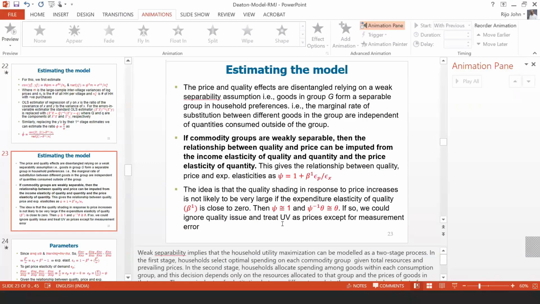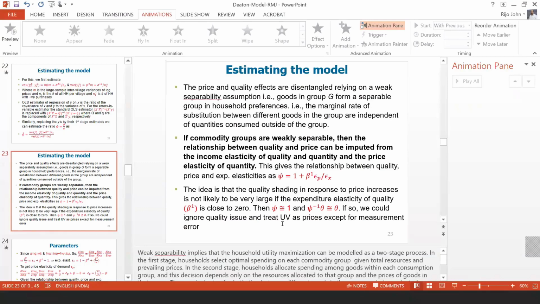Eta P is the actual price elasticity, or price elasticity of quantity, and eta X is the expenditure elasticity of quantity. So this is the relationship between price, quantity and quality that is derived using the quality theory that Deaton contributes to this model.